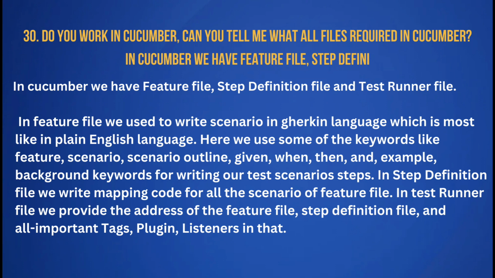In the step definition file, we write mapping code for all the scenarios of the feature file. In the test runner file, we provide the address of the feature file, step definition file, and all important tags, plugins, and listeners.